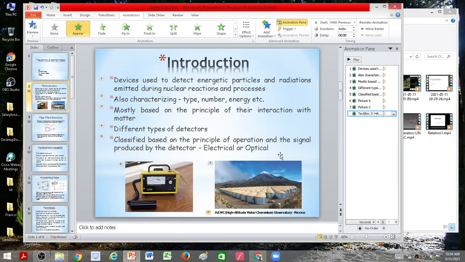So next we'll be talking about the Geiger-Müller counter.